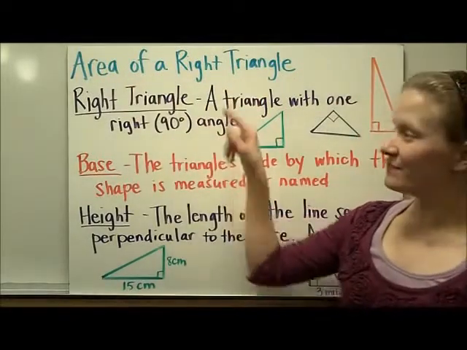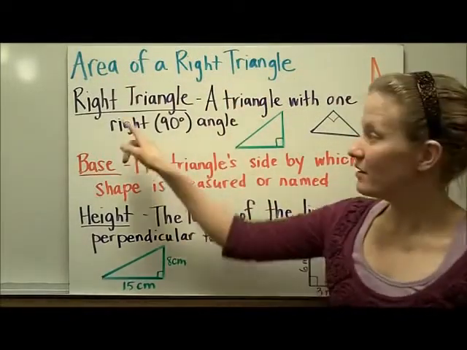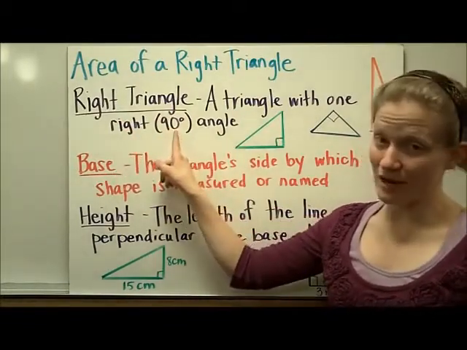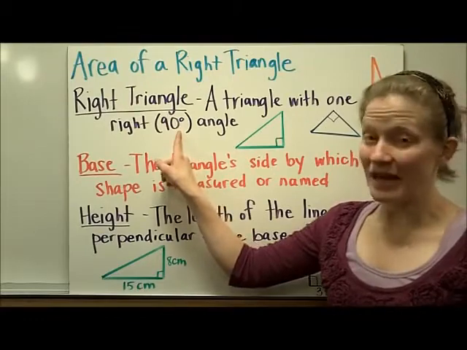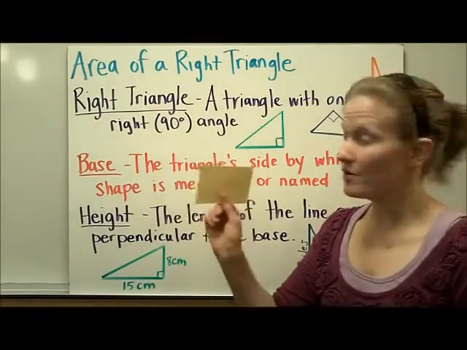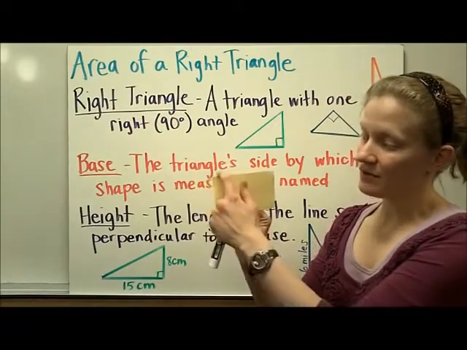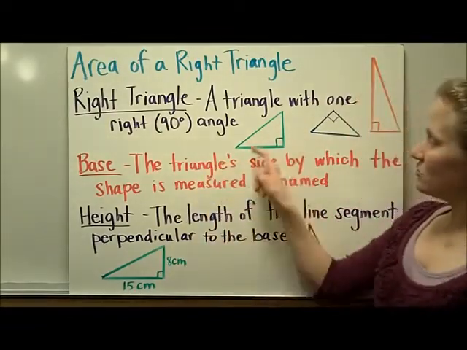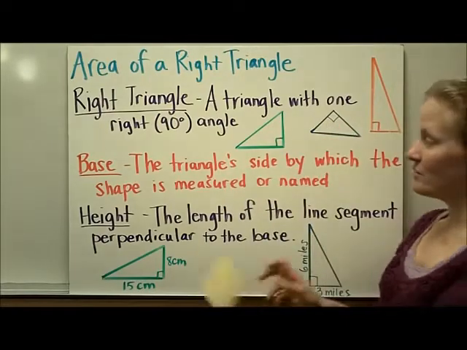of a right triangle. First, a few definitions. A right triangle is a triangle with one right or 90-degree angle. In order to determine if it has a 90-degree angle, one trick is to use a piece of paper or a note card and to see if you have an angle that's the exact same as one corner of a piece of paper. So in these three triangles, each of them has a right angle.